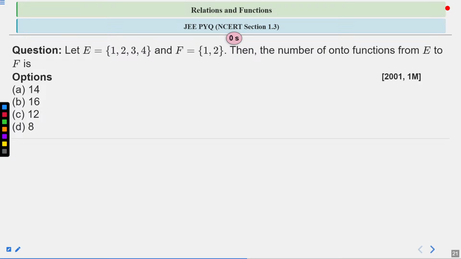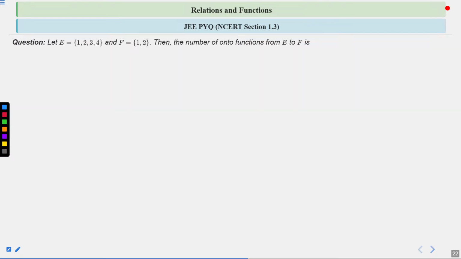Okay, let us move to the solution part. The question was, let set E be defined as {1, 2, 3, 4} and F be defined as {1, 2}. Then the number of onto functions from E to F is? The correct answer is option A, which is 14.